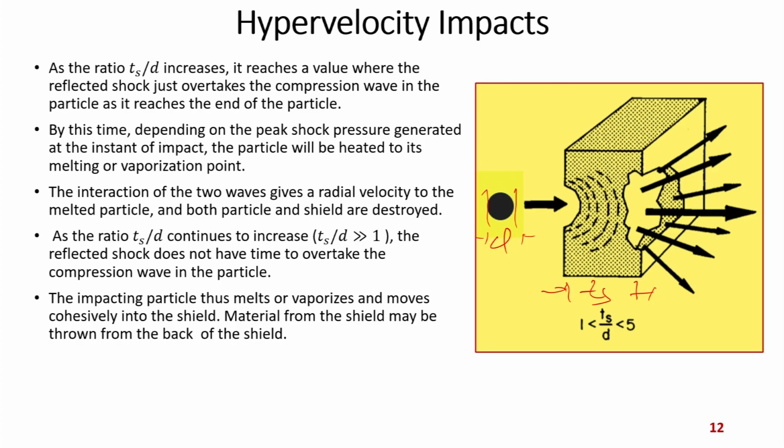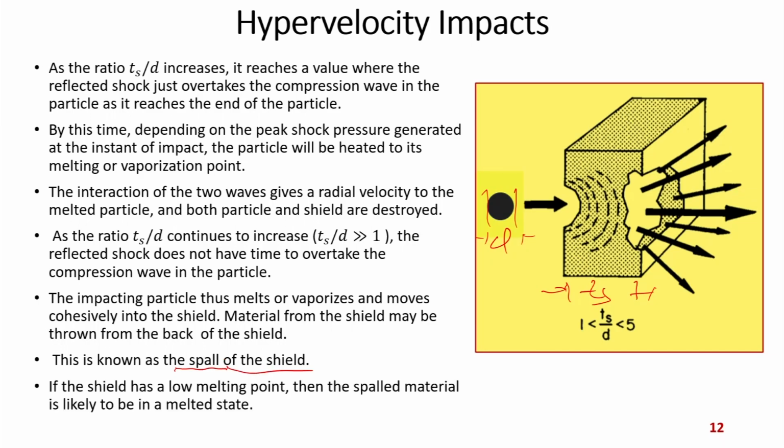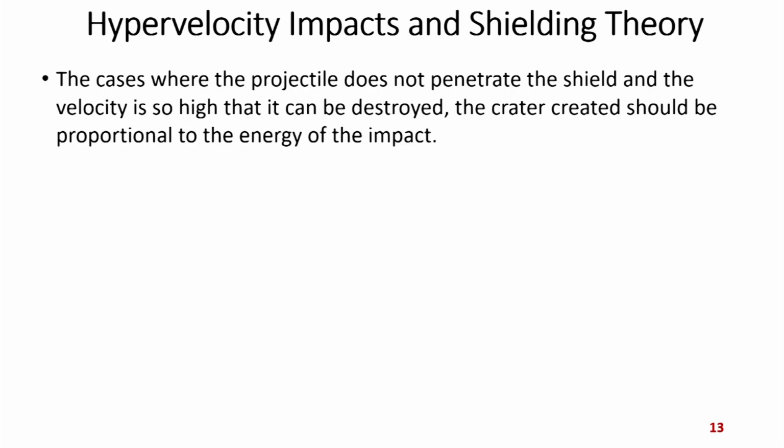This impacting particle thus melts or vaporizes and moves cohesively into the shield. So, now this impacting particle as well as the target material move cohesively into the shield material. From the shield, it may be thrown from the back of the shield. This is called the spall of the shield, which we already discussed. And if the shield has a low melting point, then the spalled material is likely to be in a melted state.